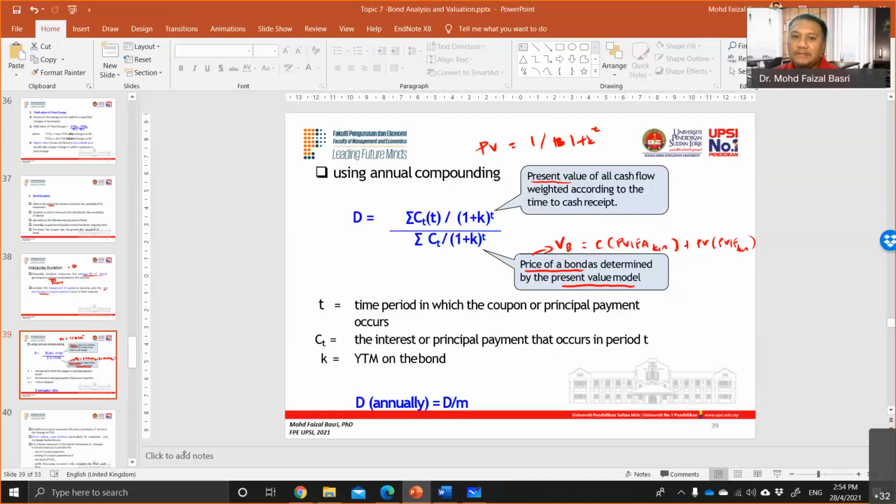To find the numerator, there are some similarities. If we remove T, it's actually still CT divided by 1 plus K to the power of T, right? So we are missing the T part, the one in the bracket. What we need to do is to multiply the T with the present value.